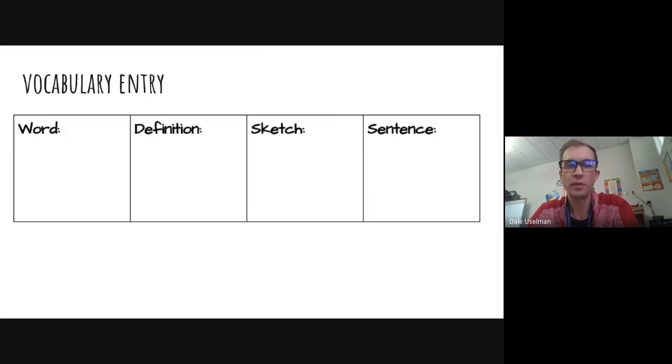So when you go to do your vocabulary entry, you'll use the word tundra here. You'll write that definition down. You'll draw a quick sketch of a tundra, and then you're going to write a sentence, but it must say the word tundra in that sentence. Don't forget that part.